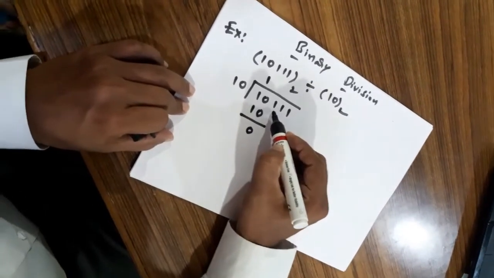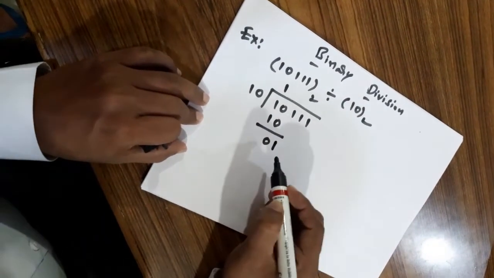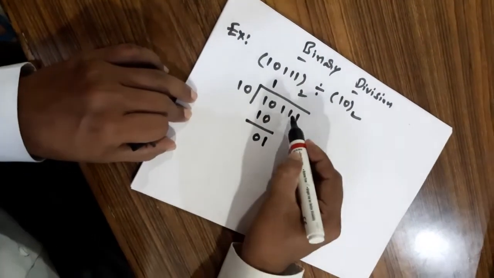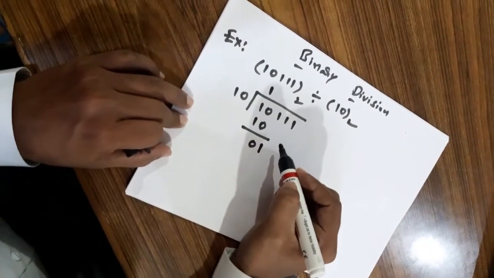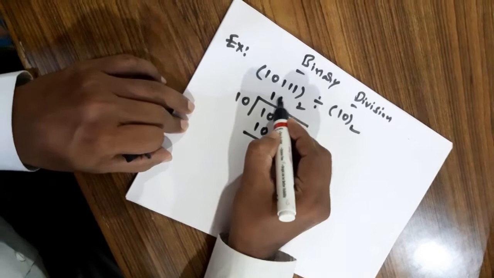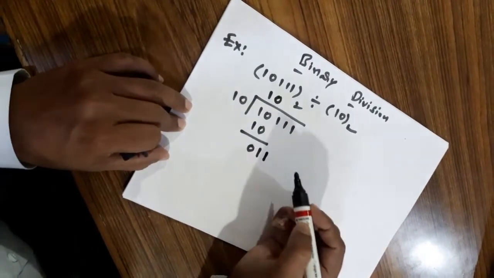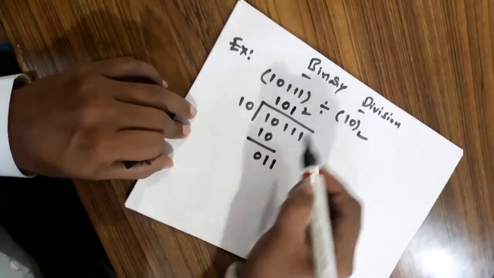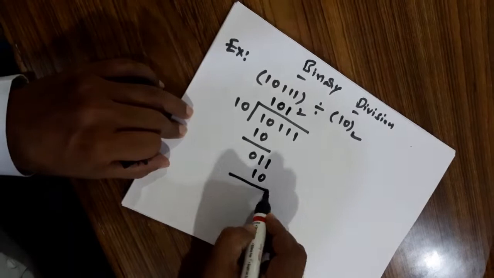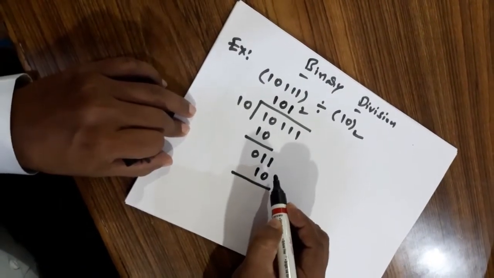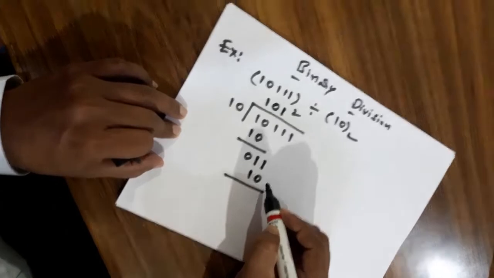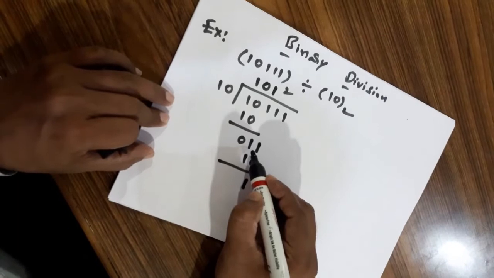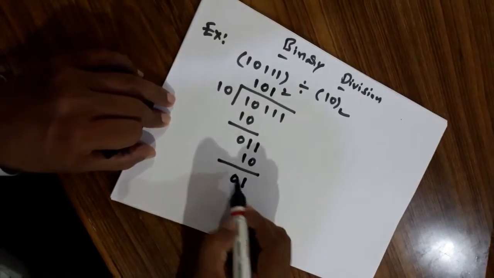Now I am taking this number, this one is here. See, 10 and 01. 01 is smaller, so we need one more digit here. So to do that, we have to add 0 here, and I am taking that one here, right? So now 10 1s are 10. So now you do subtraction. 1 minus 0 is 1, and here 1 minus 1, it will become 0.